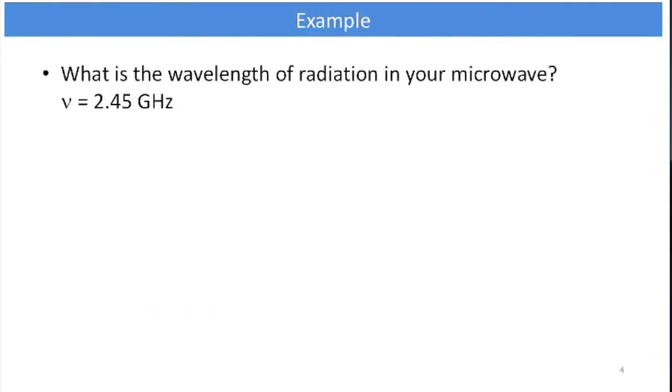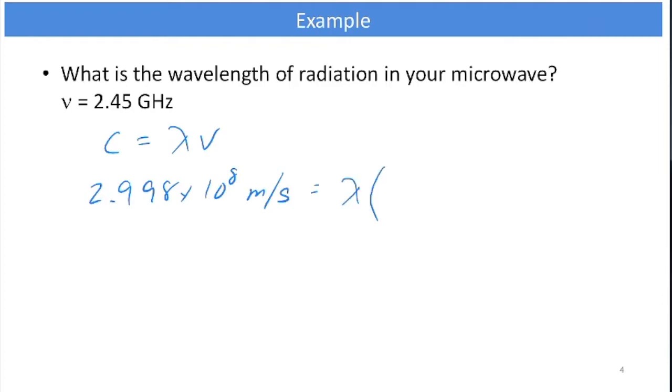So here's a quick example. What is the wavelength of radiation in your microwave? Most microwaves have a frequency of 2.45 gigahertz. So what is the actual wavelength of microwaves in your microwave used to heat up your food? Well, from the previous slide, we know that the speed of light equals the wavelength times the frequency. We're trying to figure out the wavelength. We know that the speed of light is 2.998 times 10 to the 8 meters per second. That's going to be equal to wavelength times 2.45 gigahertz.